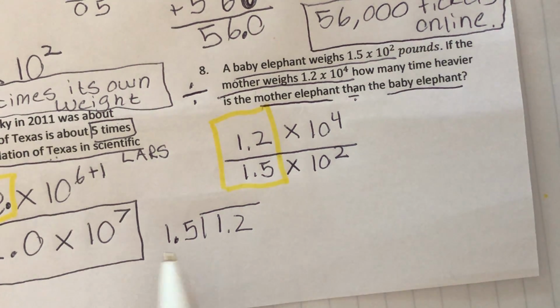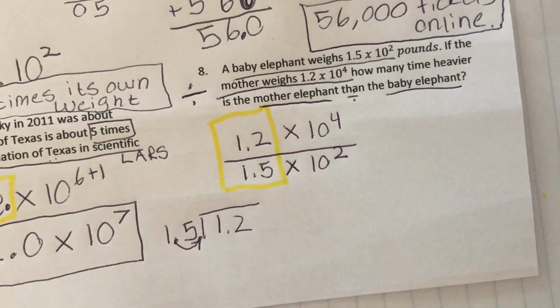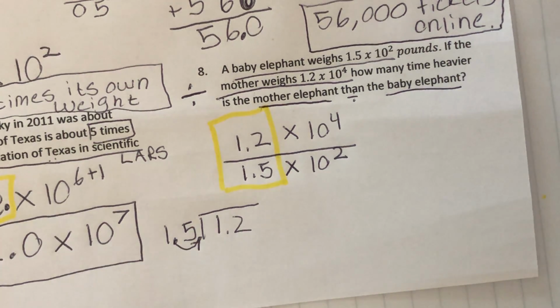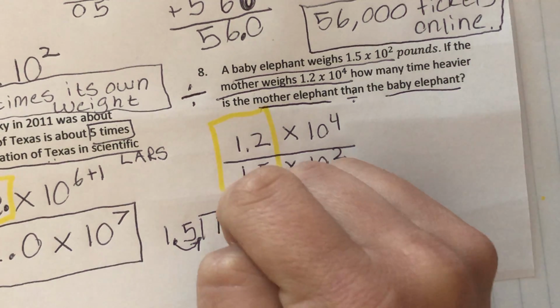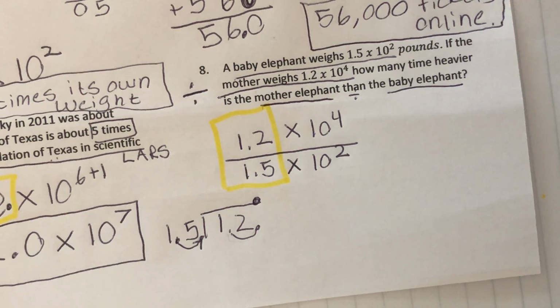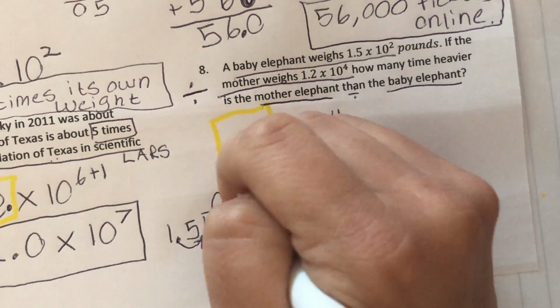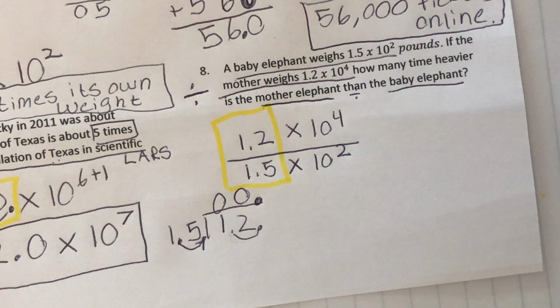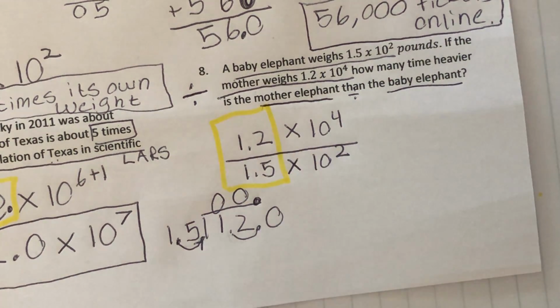We need to make our divisor a whole number. So I need to move my decimal to the right one time. So now it's not 1.5, it's 15. If I move the decimal one time here, I have to do the same thing here. And that tells me where my decimal is going to go in my answer. Okay. 15 cannot go into 1, so we put a 0 there. 15 cannot go into 12, so we have to put a 0 there. Now, we don't have anything left. We need to add a 0 here.